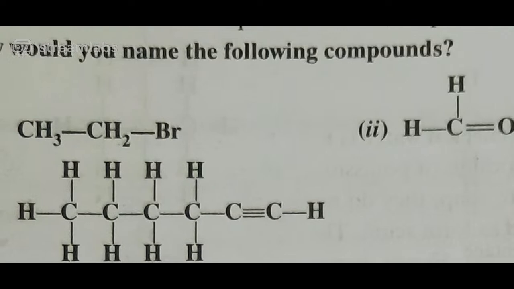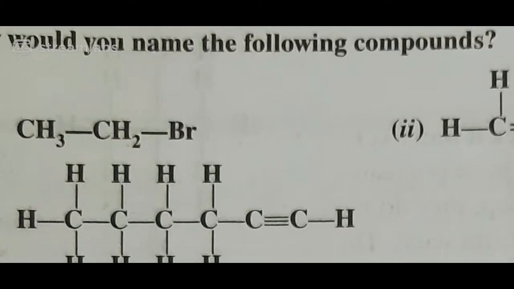Now how are you going to name these compounds? CH3 CH2Br, that is methyl or ethyl group. If there is only one C, then you can call it methyl, but it has 2 carbons, so it is called ethyl group. Always the halogen should be named first. Bromoethane. This is the name given for the first compound.